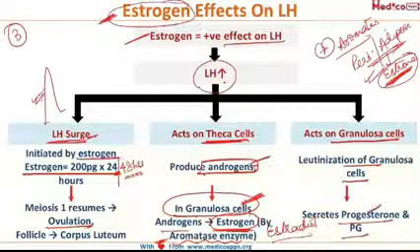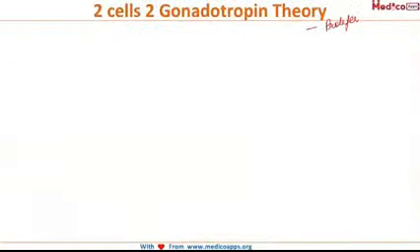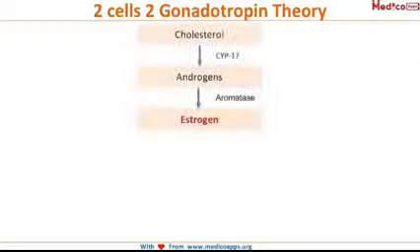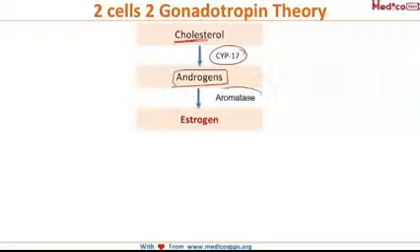Now for the synthesis of this estrogen in the follicular phase, the two-cell, two-gonadotropin theory has been advocated, and let us see what this is. Now the basic pathway for synthesis of the estrogen is that cholesterol is acted upon by the enzyme CYP17, and androgens are formed. Then under the action of the aromatase enzyme, the androgens are converted to estrogen. So for the formation of estrogen, two enzymes are required, CYP17 and aromatase.